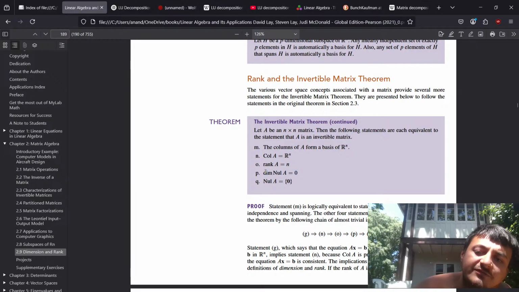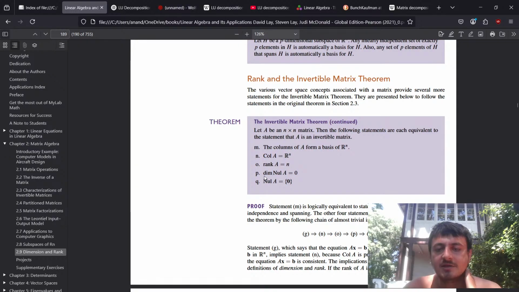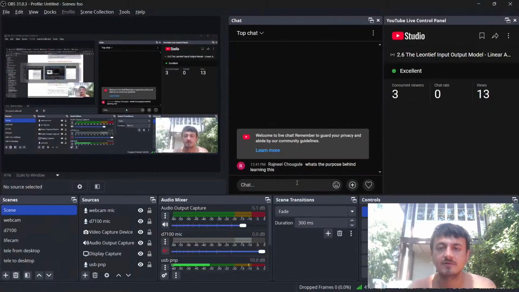The dimension of the null space. I don't know why they don't use the word kernel. Everyone else uses the word kernel. So the dimension of the kernel is 0. And this is another way of just saying that the null space is just the 0 vector.